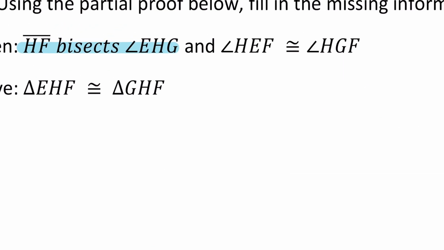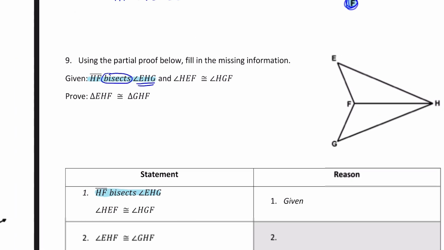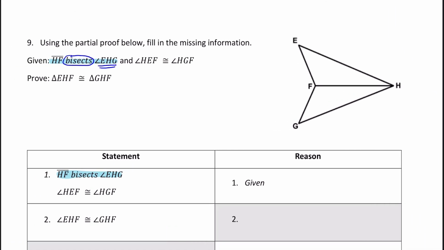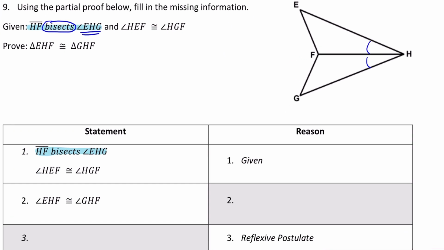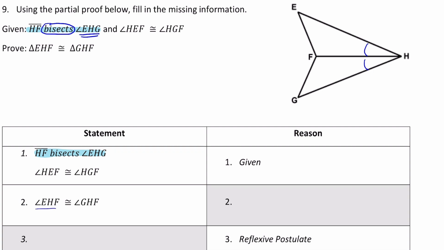So think about this, guys. The word bisects: HF bisects angle EHG. So angle EHG is right here, which means this angle is what's cut in half. So I can mark that with this angle being congruent to this angle. But what comes after a bisector? If I take a look at statement 2, it has EHF is congruent to GHF, which means this angle here is congruent to this angle here.